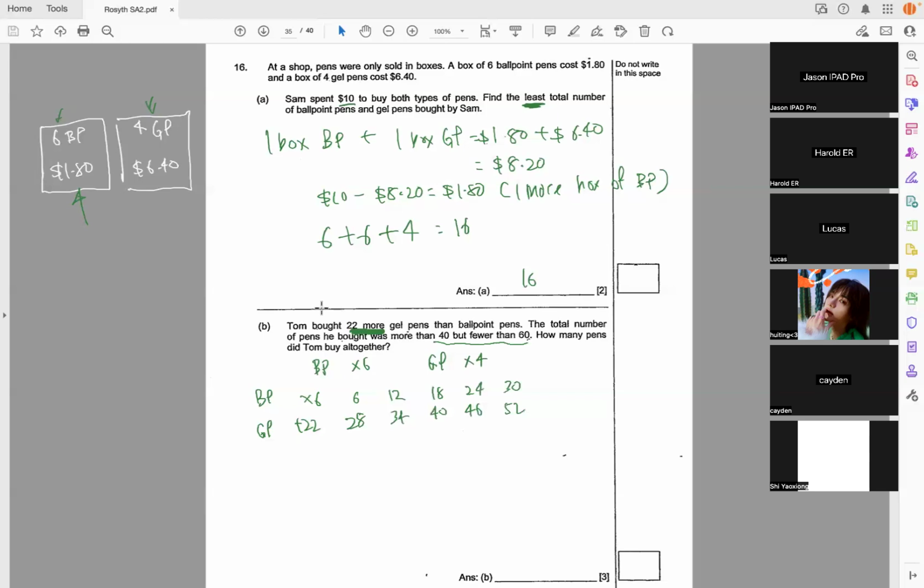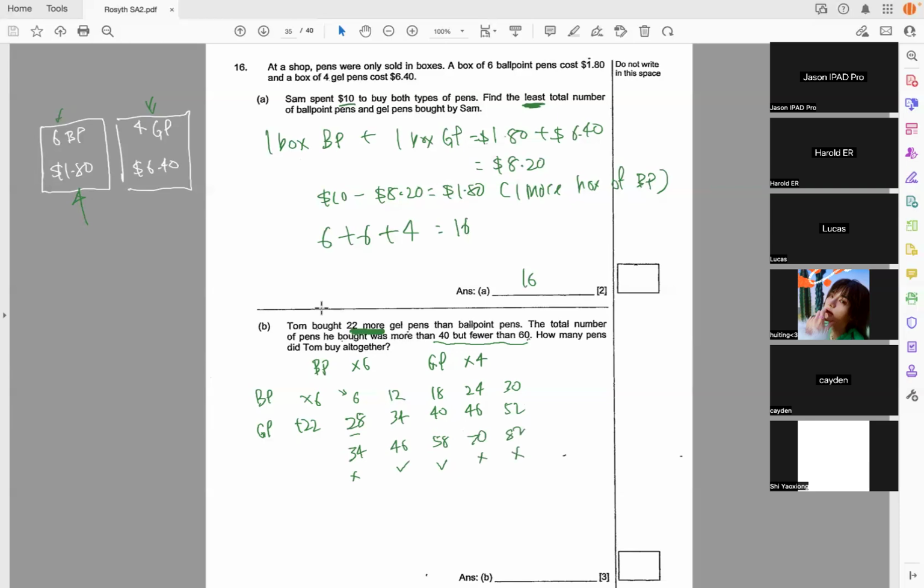So let's add this up. Ballpoint is 6, gel is 28. So altogether 34. Okay, cannot. It must be between 40 and 60. Let's try this one. 12 plus 34, 46. Possible. 46 is between 40 and 60. Let's continue. 18 plus 40 is 58. Also possible. Then 24 plus 46 is 70. No. This one obviously cannot. 82 also cannot.